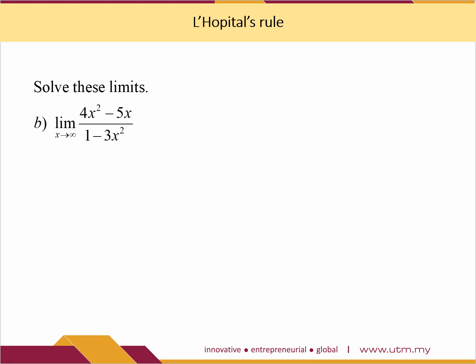Given the limit of 4x squared minus 5x over 1 minus 3x squared as x approaches infinity. So this is the case of finding the limit as x approaches infinity. If we substitute into this, you will get infinity over infinity. So this is also in indeterminate form.